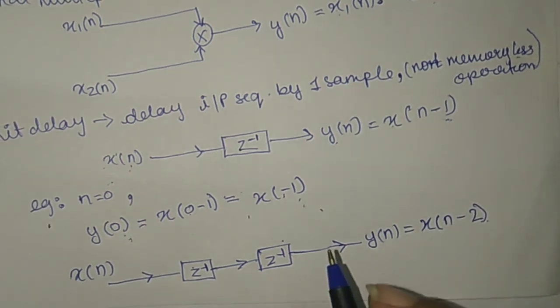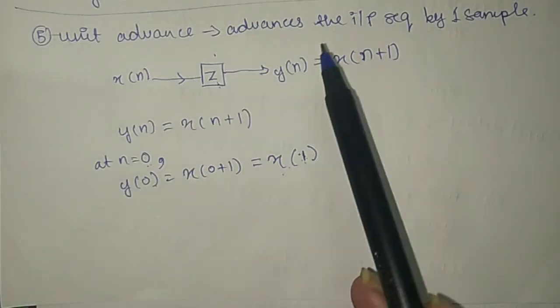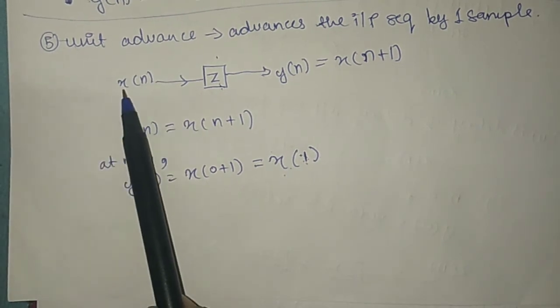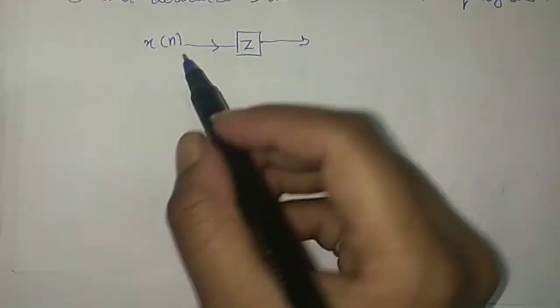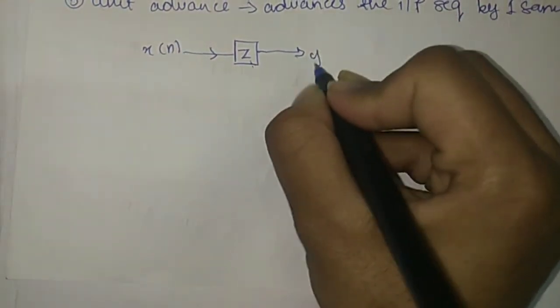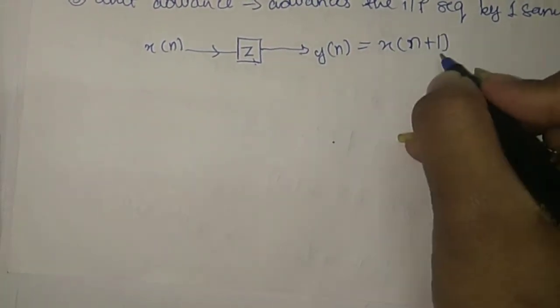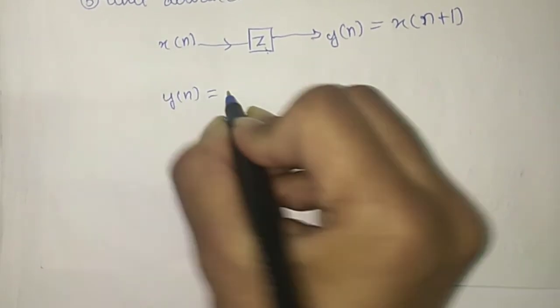Next is unit advance. The function of this block is to advance the input sequence by one sample. So here is the block diagram. We are given an input signal, and when we excite it, we pass it through the unit advance block. The output we get is y of n equals x of n plus 1.